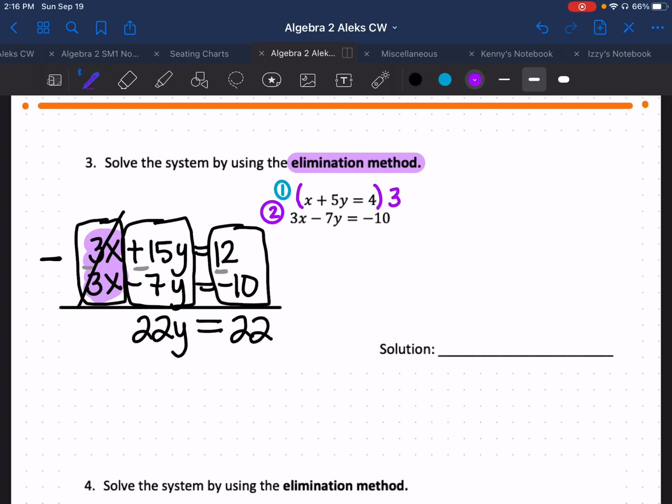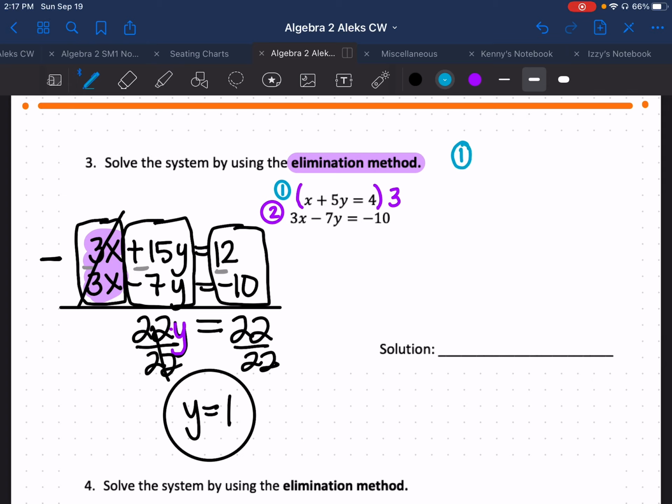I'm going to go ahead and solve this equation for y by getting rid of the multiplication by simply dividing. y equals 1. Done. Now I'm going to go back and plug that into either equation 1 or 2. It is simply my choice. I'm going to choose equation 1. Why? Because everything is positive. But instead of y, I'm going to put 1.